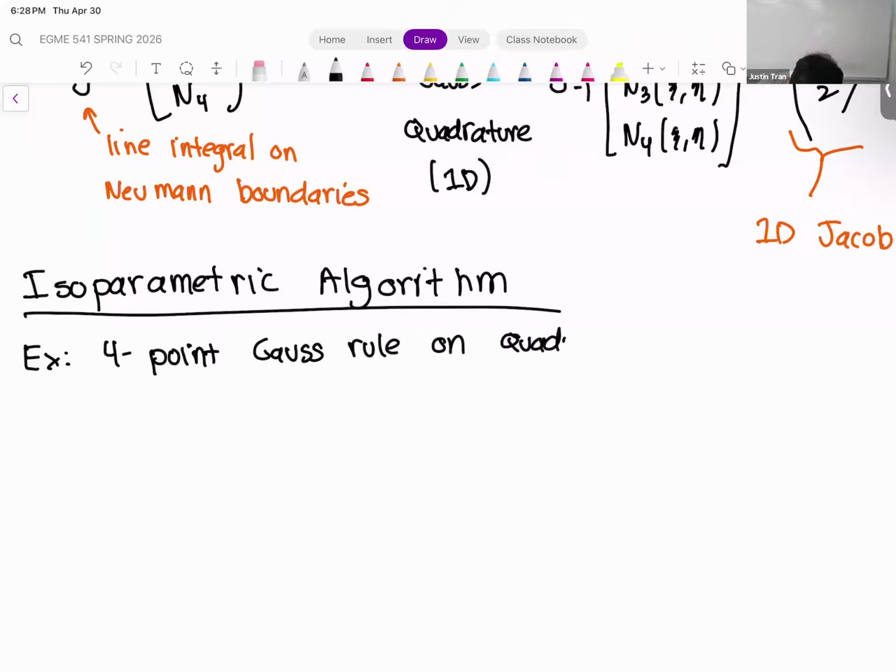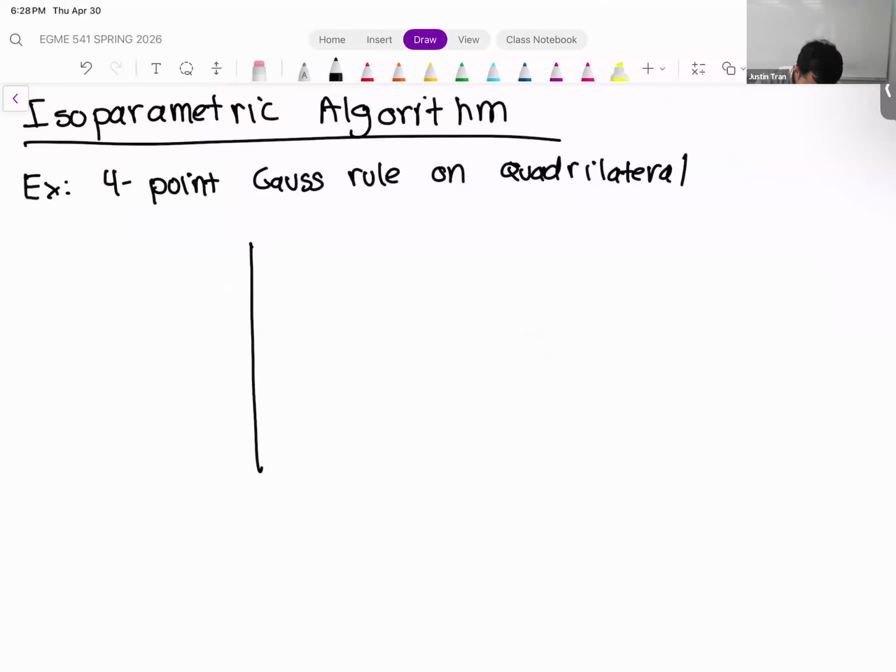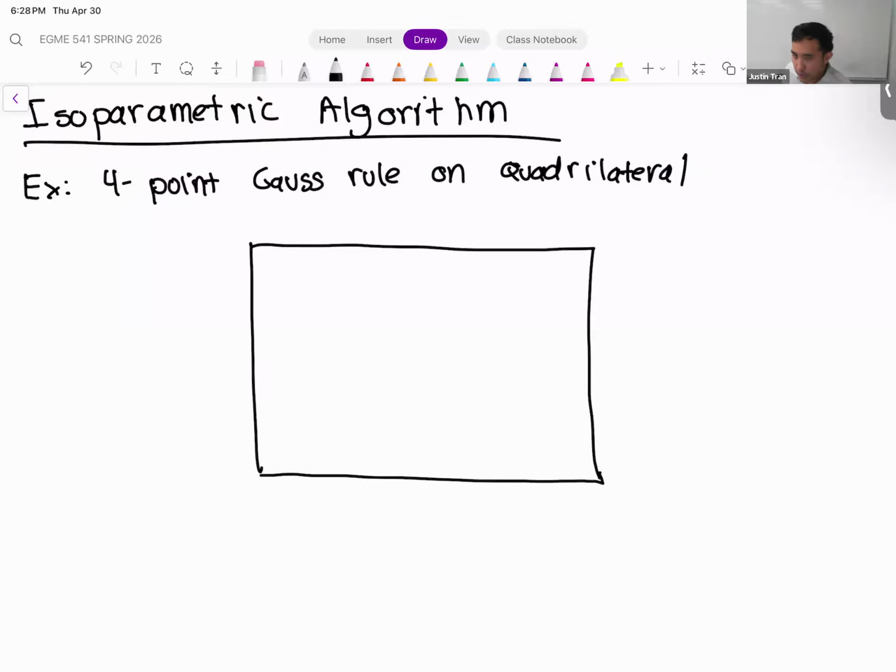Okay. So let's write the algorithm for the 4-node Gauss rule, or 4-point Gauss rule, on a quadrilateral. Just to refresh your memory, for a 4-point rule, the Gauss points are the following.